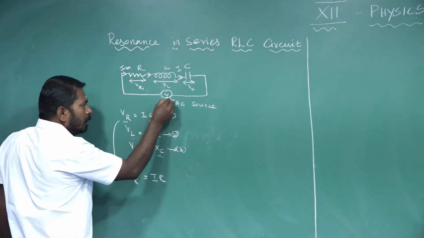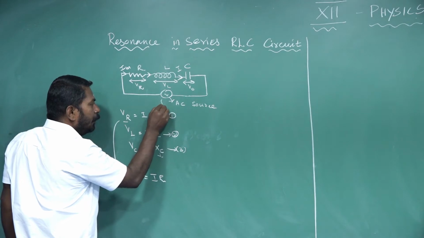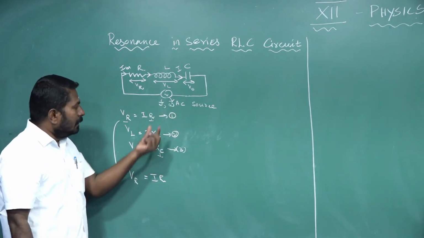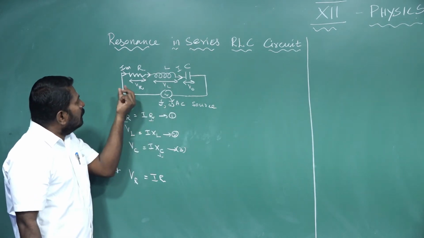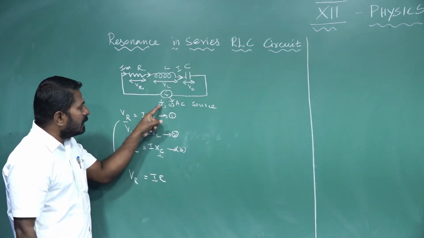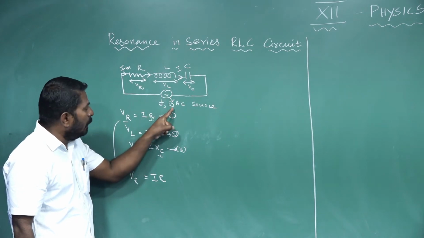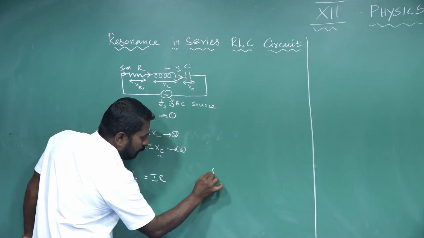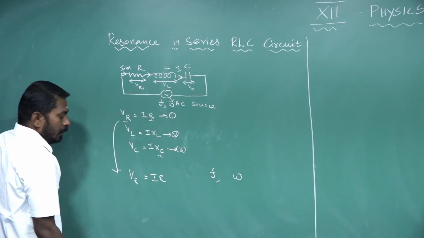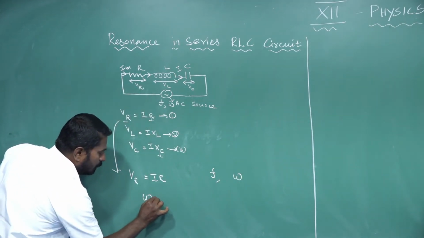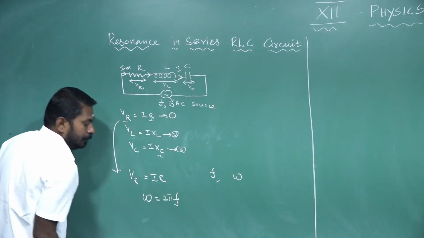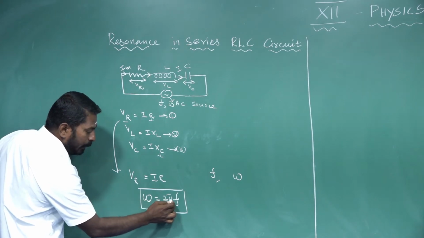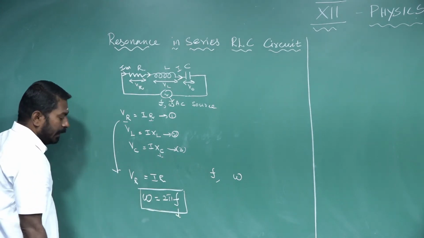AC voltage has a frequency F and an angular frequency omega. There are two important terms in the series RLC circuit, where F is the frequency of the alternating voltage and omega is the angular frequency of the alternating voltage. Omega is equal to 2 pi F, where F is the frequency of the alternating voltage.